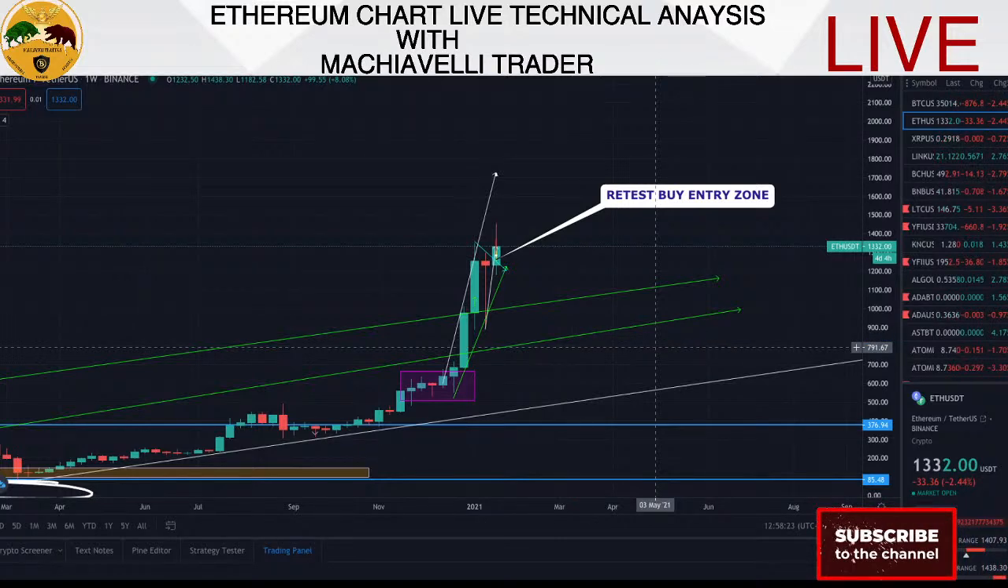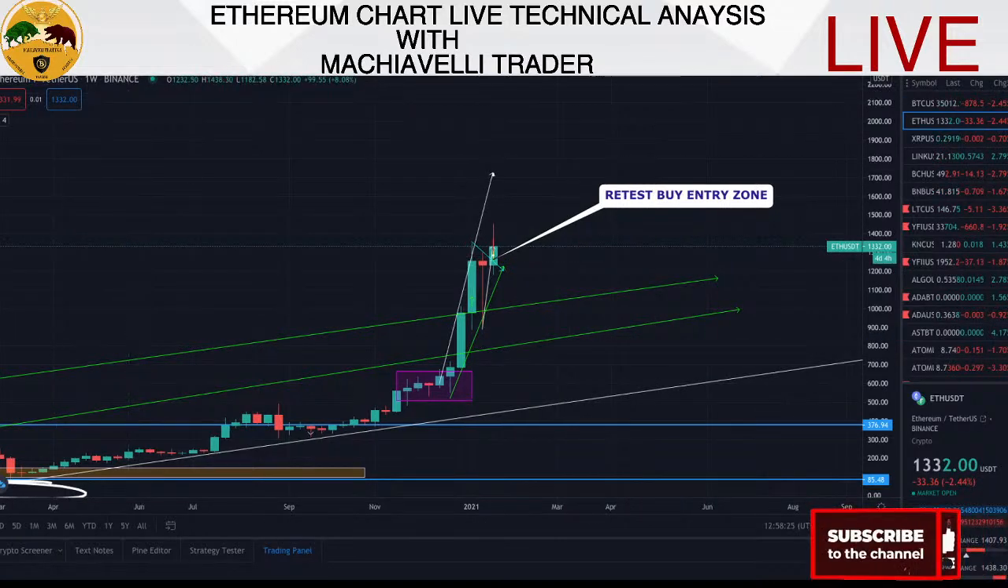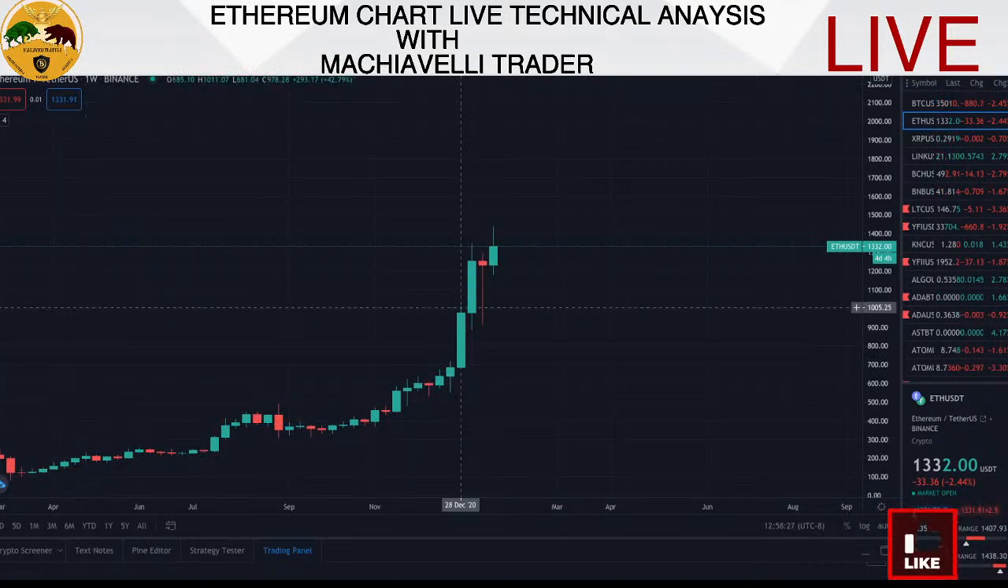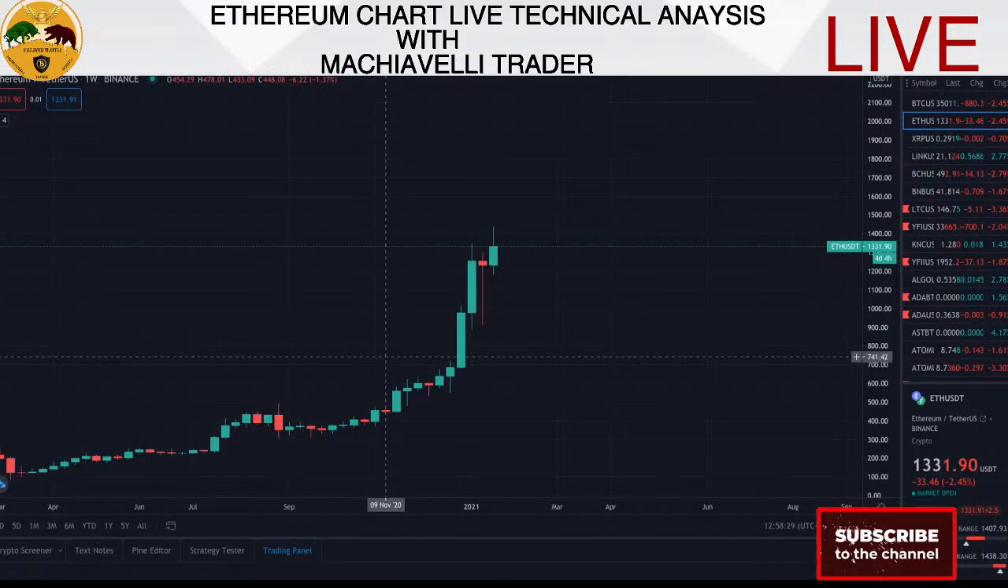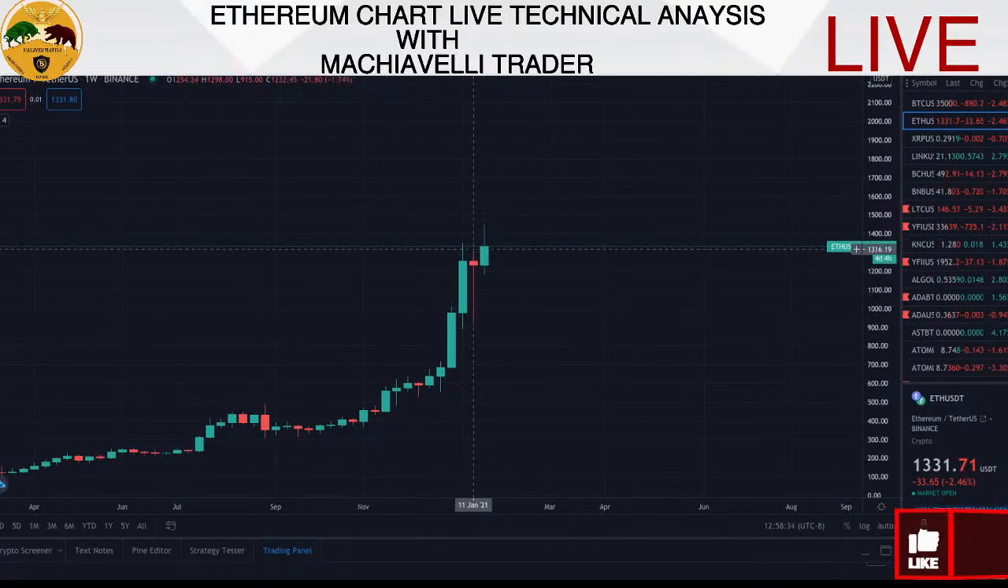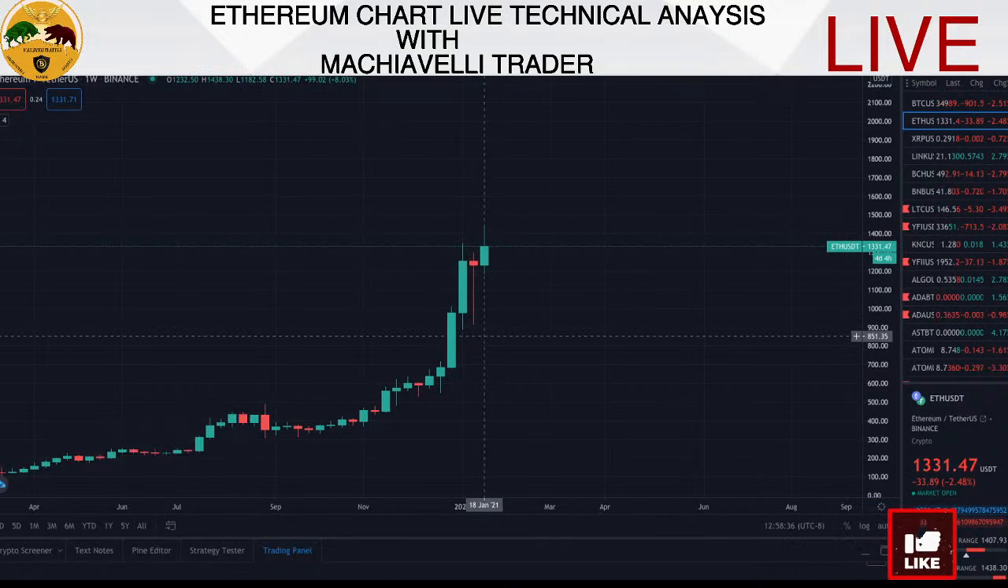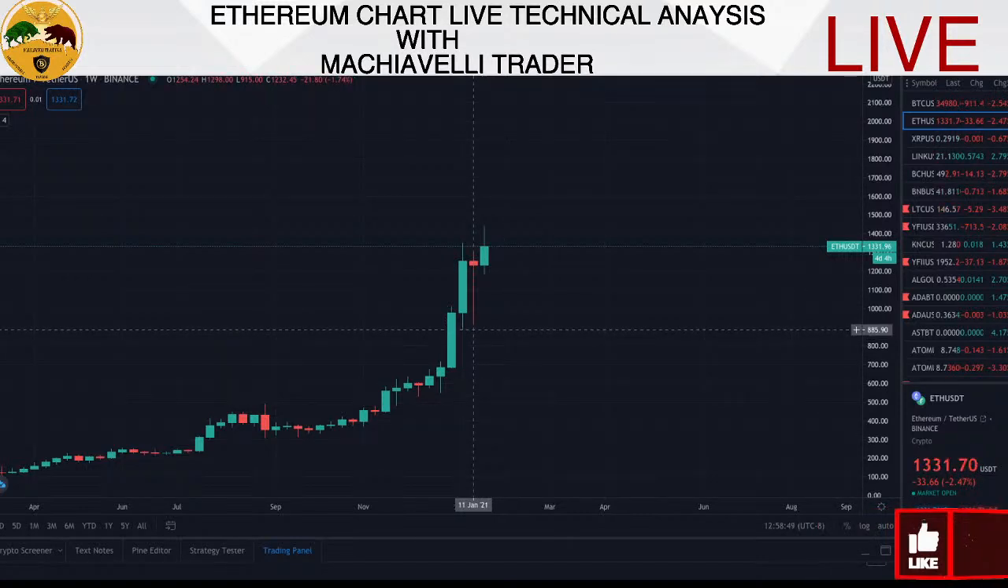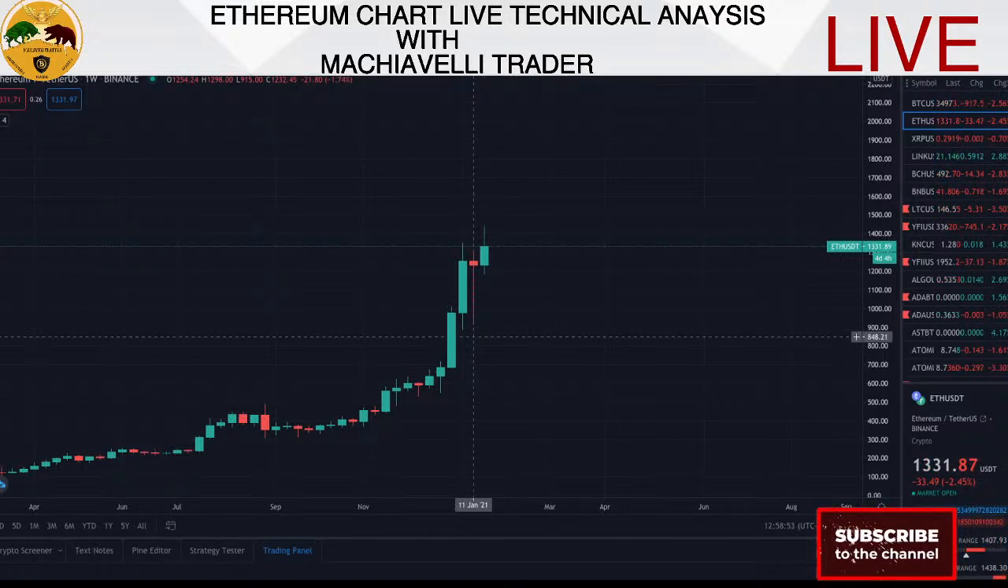So right here, if I turn off all the drawings so we can have a clear chart, we see that we're having a clear inside bar right here. So what is an inside bar? An inside bar is a bar that the previous bar completely engulfs. You see this bar, this red doji right here? This is a hammer.